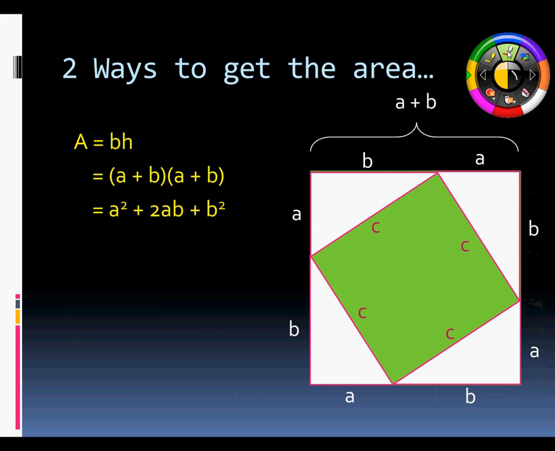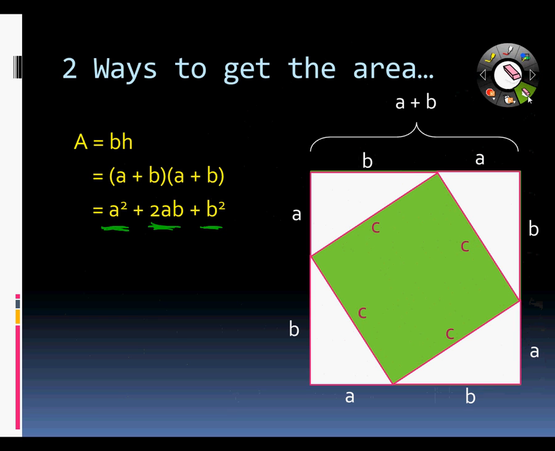So what I'm doing here is just reading through this. The length of the A side, and square it. Then you add 2 times the length of the A side times the length of the B side, and then to that you add the B side squared. And when you do all of that, you end up with the area of this big square.